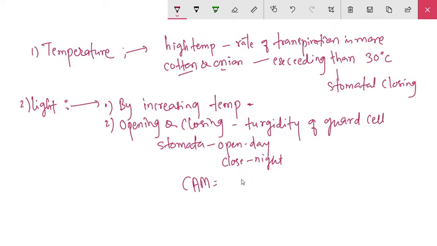So these show the crassulacean acid metabolism. So the plants which show the CAM pathway, these are the xerophytic plants, and in these plants, the stomata is closed during the daytime.